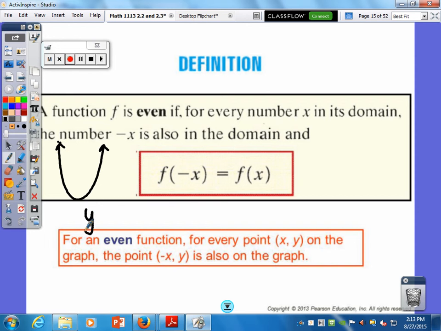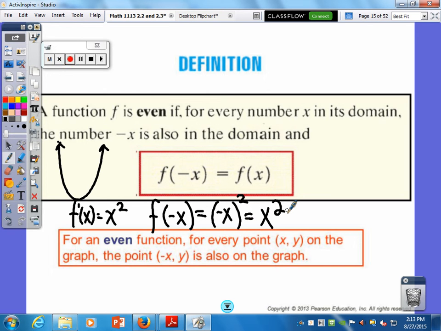This is your basic y is equal to x squared. Or, if I write it in function notation, f of x is equal to x squared. This is your parent function, because I haven't moved it anywhere. But if I were to replace my x with a negative x, negative x squared would still give me back x squared, because that negative gets absorbed. So this would be an even function.